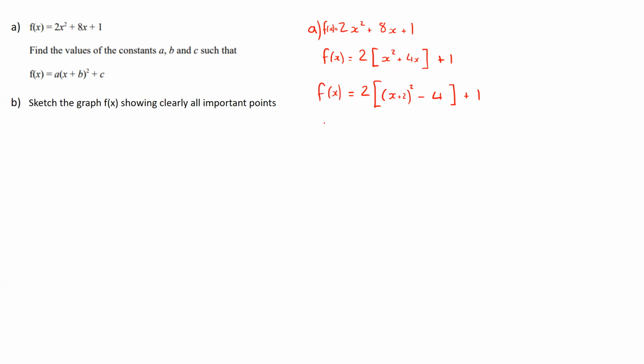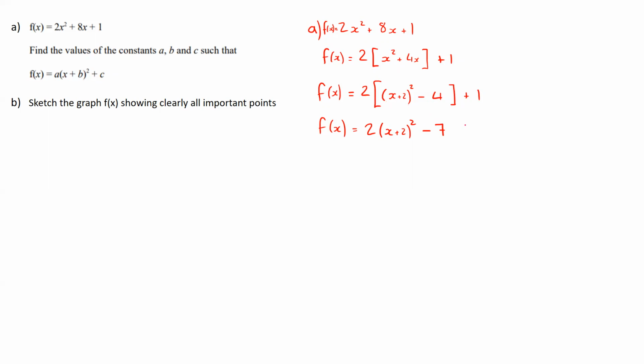And then finally, we want to multiply through by what's in there, so I want to times this by 2. So I've got 2 times bracket x plus 2 squared. I'm going to do this in one step, but 2 times minus 4 is minus 8, and then I've got this plus 1. That's going to be minus 7. So that's the first part of A finished. I know that A is 2, B is 2, and C is minus 7.